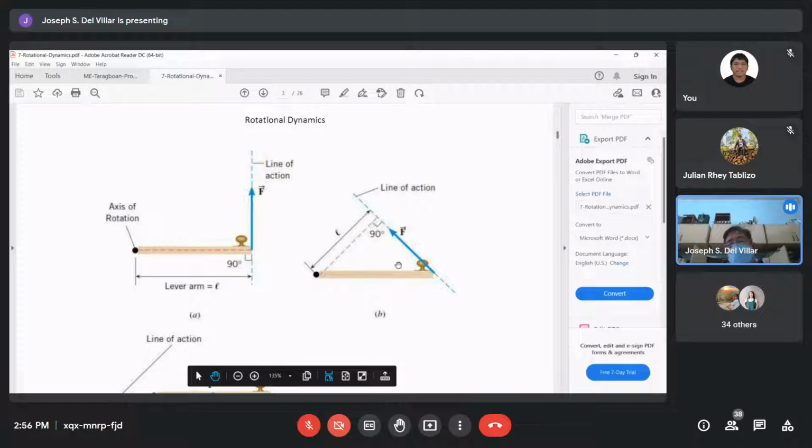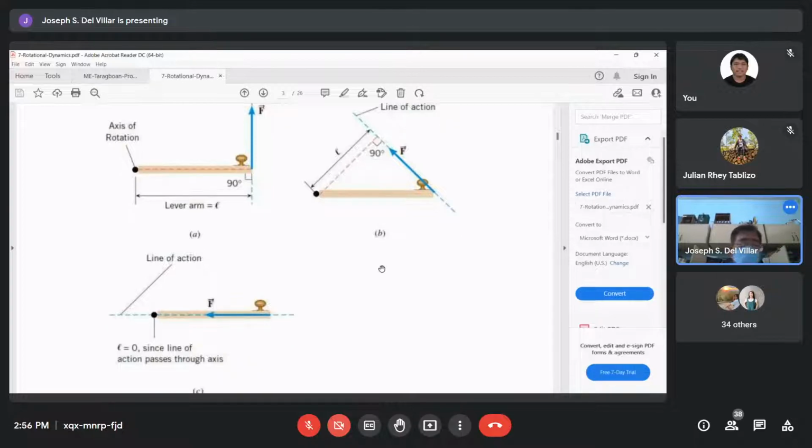Okay? So, that is the line of action. Ito namang letter C. Okay? Look at the force. Kung ang force nyo ay coinciding the line of action of the width, no? Kung yung force nyo ay dumadaan sa width, it will definitely pass the axis of rotation. So kapag dumaan yung force sa axis of rotation, then wala siyang lever arm. Zero. Okay? So if the lever arm is zero, definitely there is no torque.